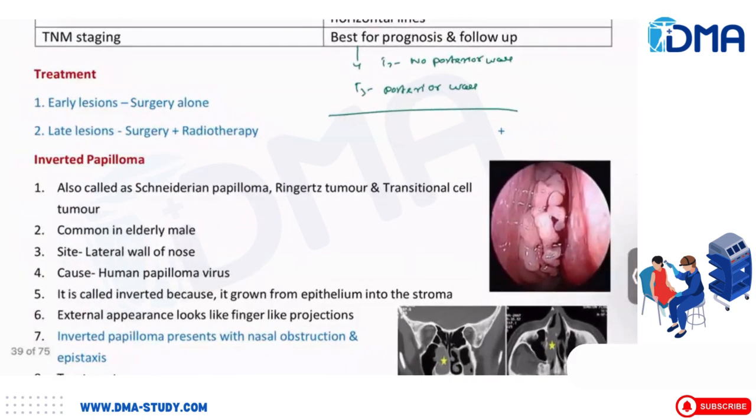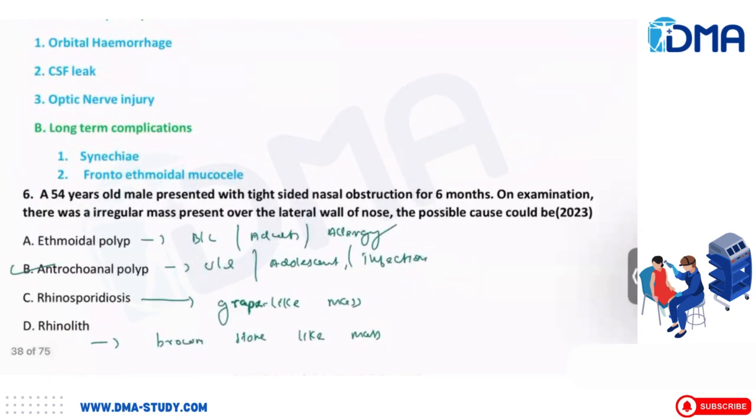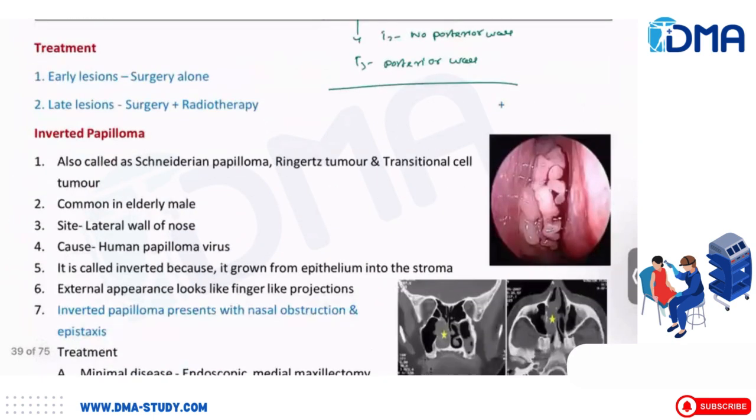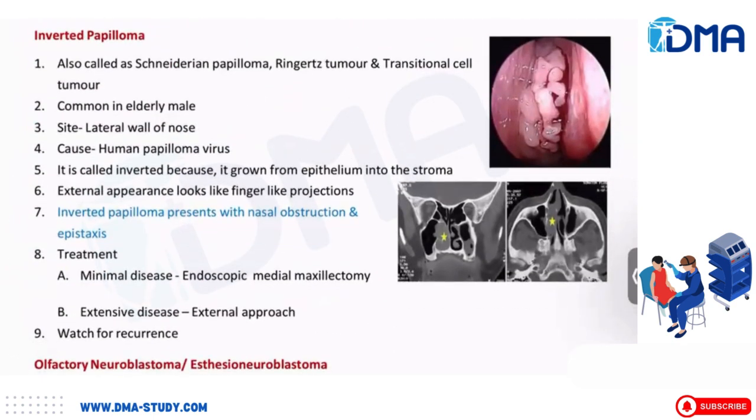So another important tumor, which is initially a benign tumor but later can become malignant, a very, very important tumor, inverted papilloma. This question can be inverted papilloma, if it was given in an option, because it very much suits this scenario. It is also called, very important, you just make a note of it, Schneiderian papilloma, Ringertz tumor, transitional cell tumor. Okay, it is common in elderly males. Site is the lateral wall of the nose. Cause is human papilloma virus.